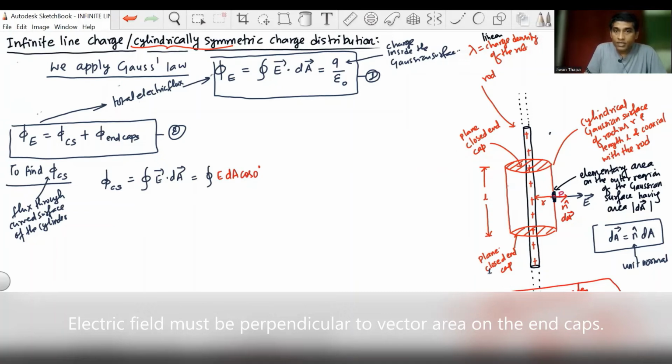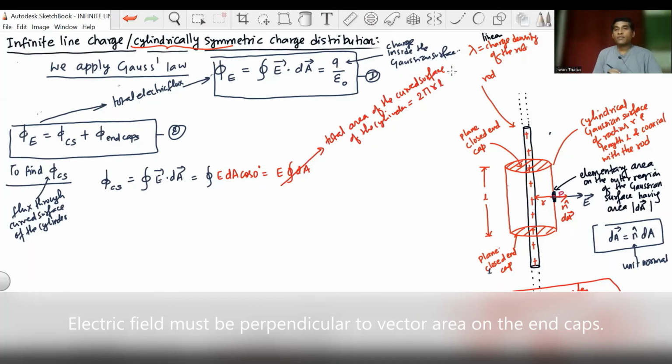Clear? Now, as I said earlier, at each point on this cylindrical Gaussian surface, electric field is constant in magnitude, and on the surface, electric field and area vector are parallel to each other. So we can write E, and this integral gives us the total area of the curved surface of the cylinder. Clear? And this is 2 pi r, that is the radius of the cylinder, and we have length, that is the length of the cylinder. So we can write flux through the curved surface equals E times 2 pi RL. Let's call it equation 3.